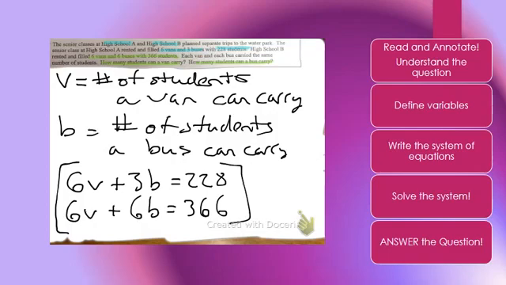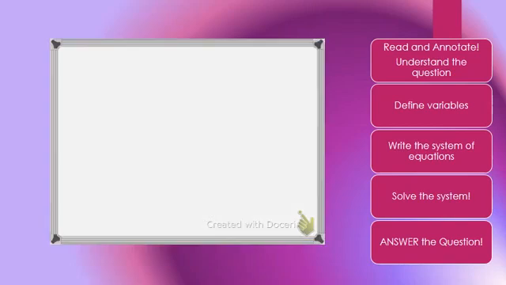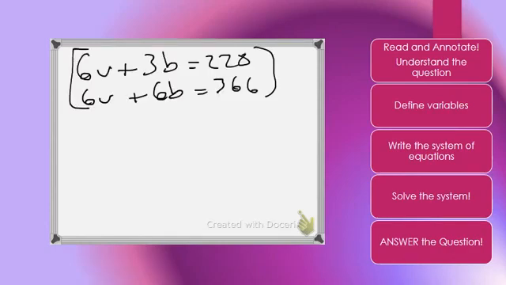After we write our system, we need to solve the system. I am going to go to a new slide. We have our system, and now we need to solve it. The first step, if you recall, is to look for opposites. We currently do not have any, but we see that if we multiply one of the equations by a negative 1, we will have opposites with our 6v variable. So I'm going to multiply the bottom one by negative 1 on both sides.